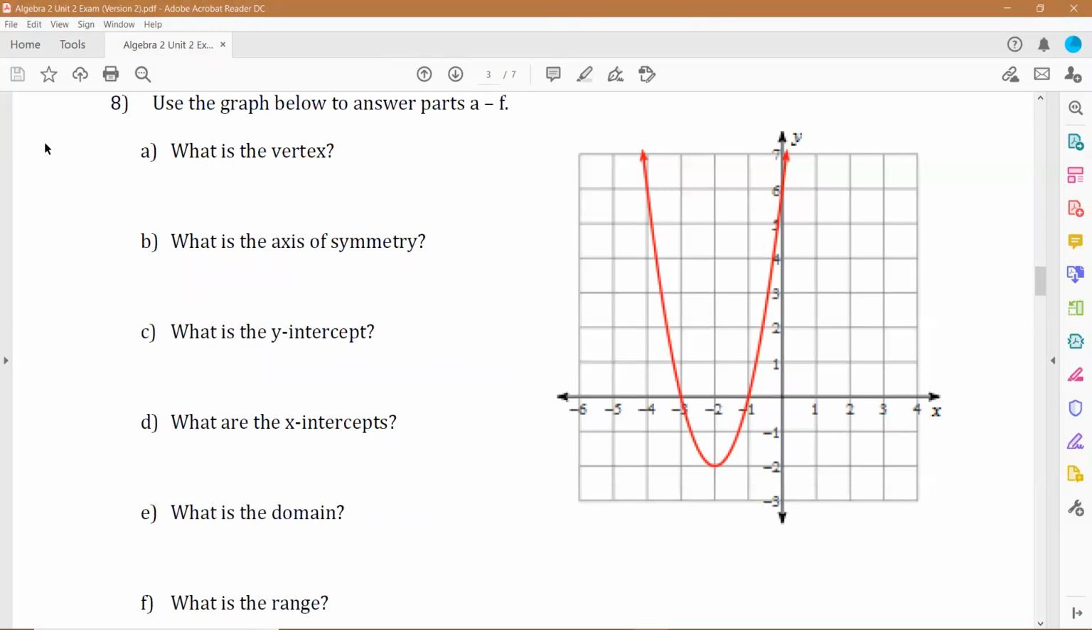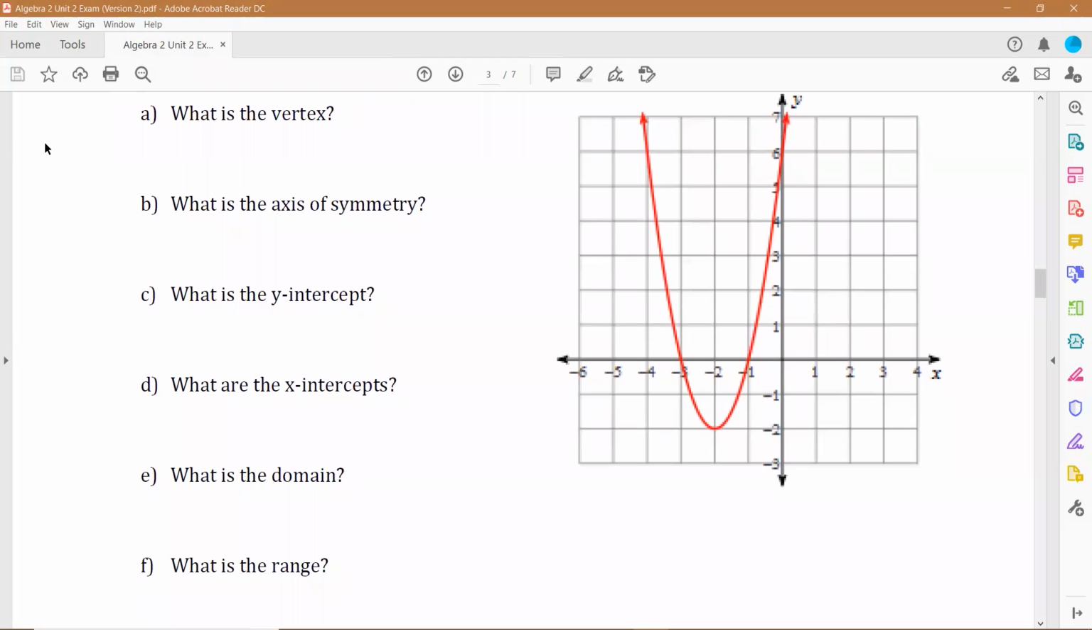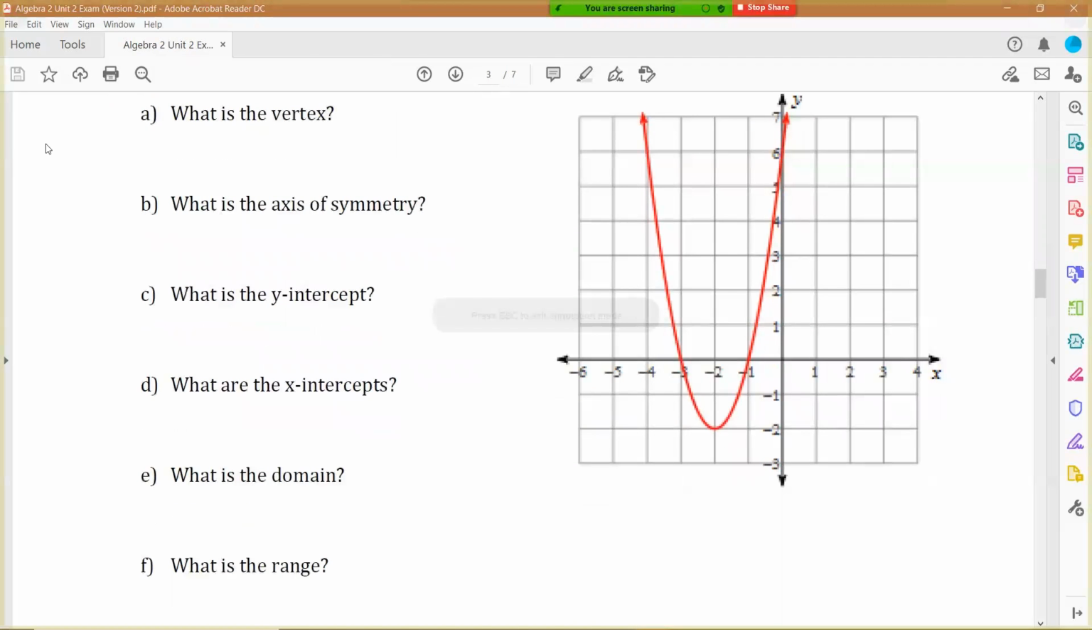Question number 8, we're going to use the graph we were given to answer all of these 6 parts. So first question says, what is the vertex? Remember, the vertex, if you're just given a graph, is either the top of the hill or the bottom of the valley. It's going to be the bottom of the valley right here. So you're just going to list this point as an ordered pair. That ordered pair would be -2, -2.